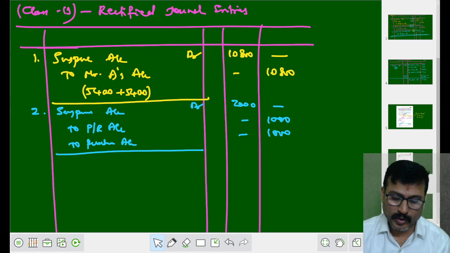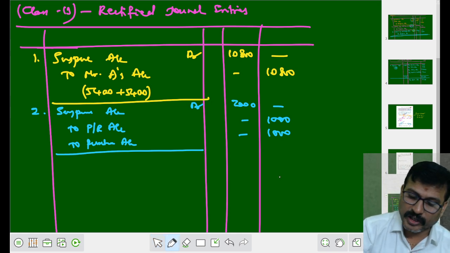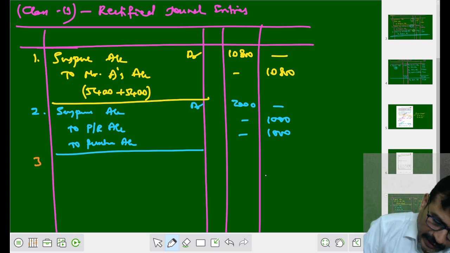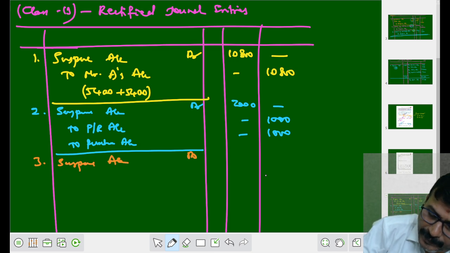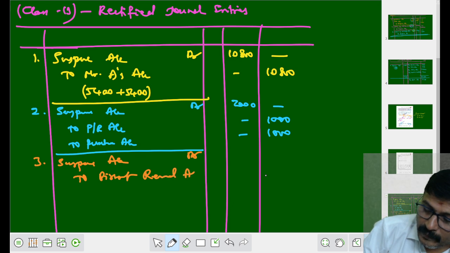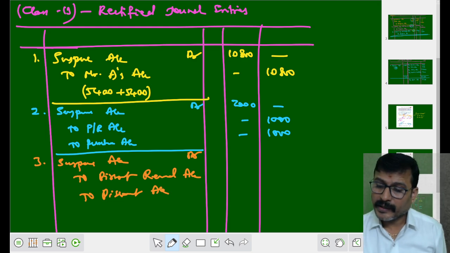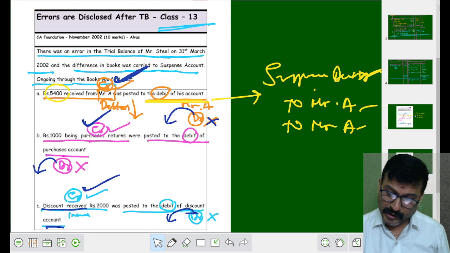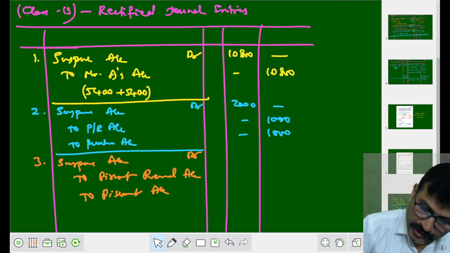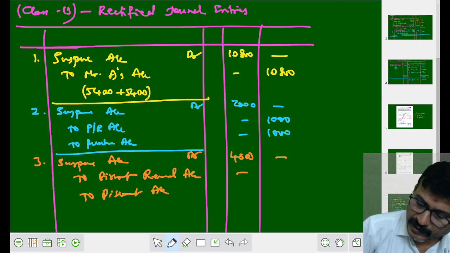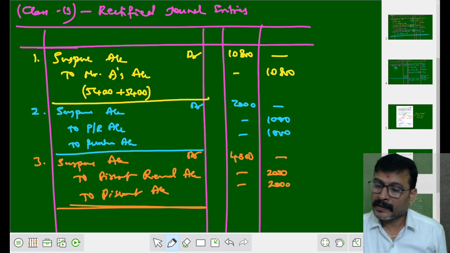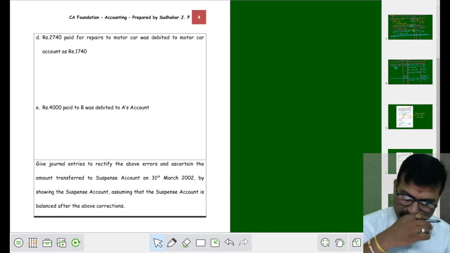Now the problem seems to be so simple because we are in the learning stage. Already so many points are being covered. Now the third point, what is that? Suspense account debit, to discount received account, to discount account. How much is the amount there? The amount is 2000, right? 2000, 2000, 4000 dash 2000 dash 2000. I hope you got it right. Now let me move on to the next transaction, my dear students.